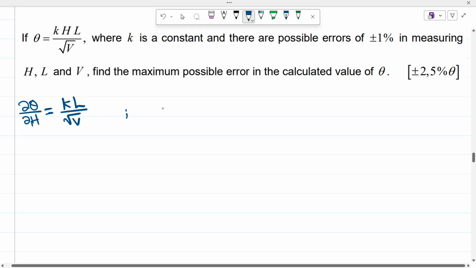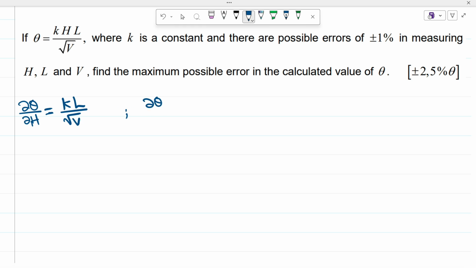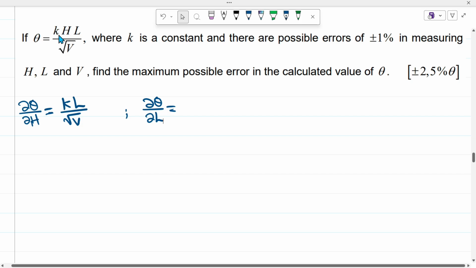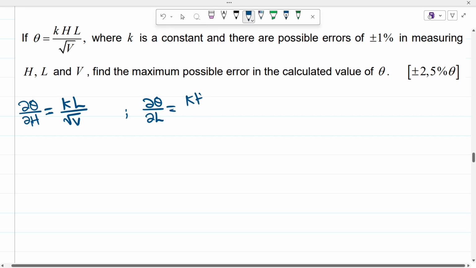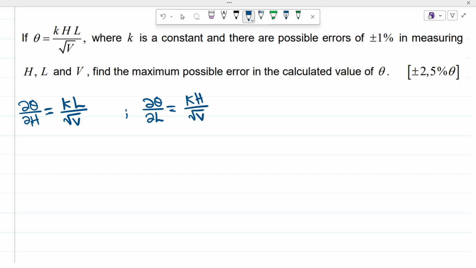Now we should differentiate theta partially again, this time with respect to l. This is going to be what? h, k, and v are now constants. So we're differentiating with respect to l, and this is just going to be kh divided by root of v.